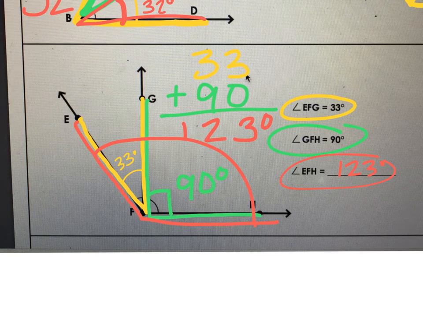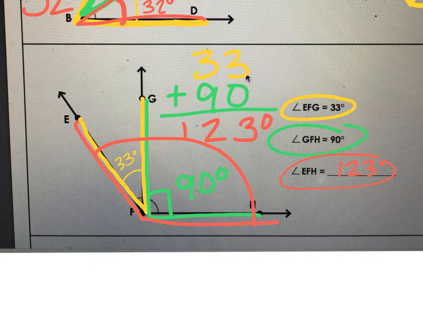Okay. You could double check that in a couple of different ways. You could take 123, subtract 90, see if you get 33. You could take 123, subtract 33 and see if you get 90. Lots of different ways to double check that work.